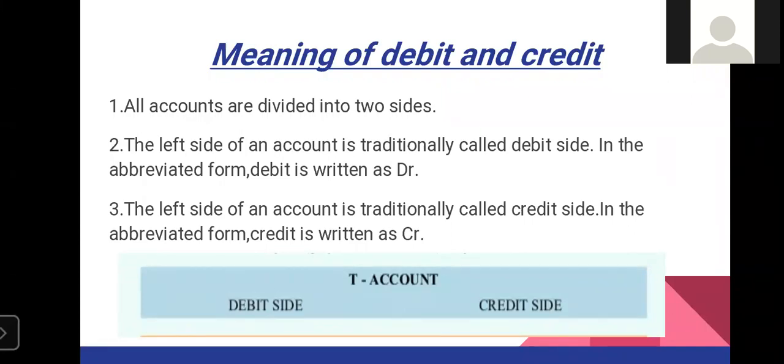So, let's start with our topic, the meaning of debit and credit. All accounts are divided into two sides. The left side of an account is traditionally called the debit side. In abbreviated form, debit is written as DR. The right side of an account is traditionally called the credit side. In abbreviated form, credit is written as CR. T account: debit side, credit side.